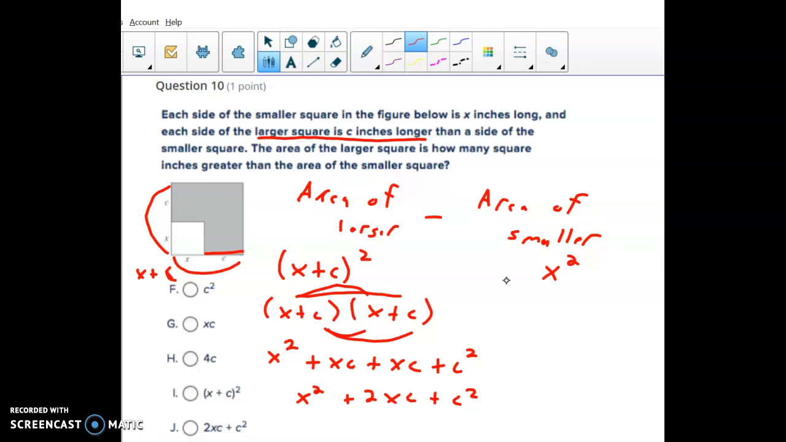Right, so that's the area of the larger thing. And then we just have to minus off the area of the smaller, which is just x squared. So when you minus that, these essentially cancel out. And so you're left with 2xc plus c squared, right, which gives us answer choice J. All right, so just had to remember how to FOIL there. A little bit tricky, but hopefully that helps.